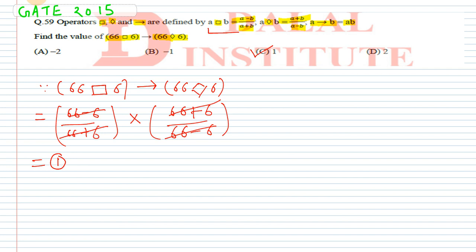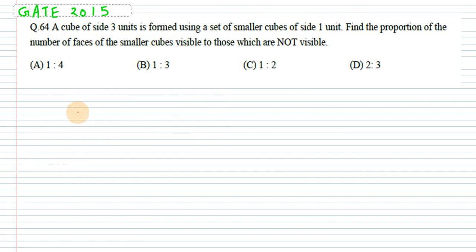So now let's move to the next question from this same year examination, that is GATE 2015. So let's read the question. The question says a cube of side 3 units is formed using a set of smaller cubes of side 1 unit. Find the proportion of the number of the faces of the smaller cubes visible to those which are not visible.